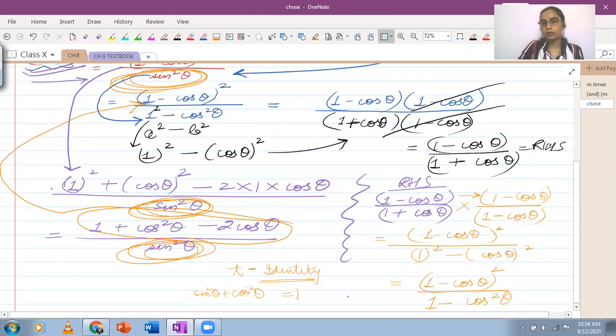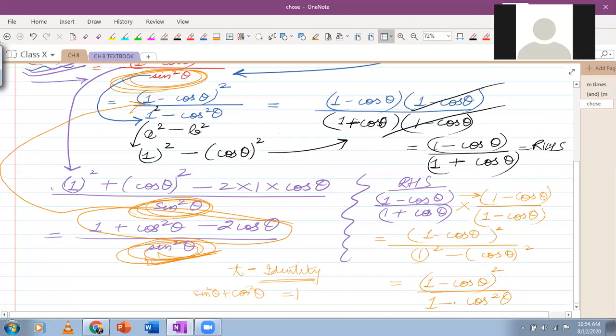What do you think can be done? You could either change this sine square theta or you could change 1 minus cos square theta on the right hand side and the two sides will be equal.